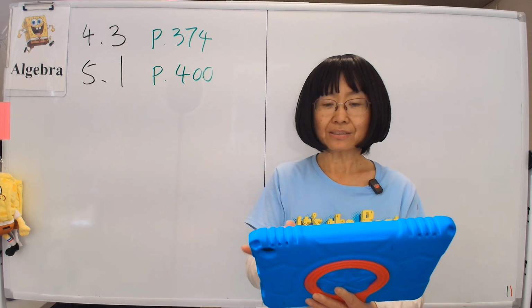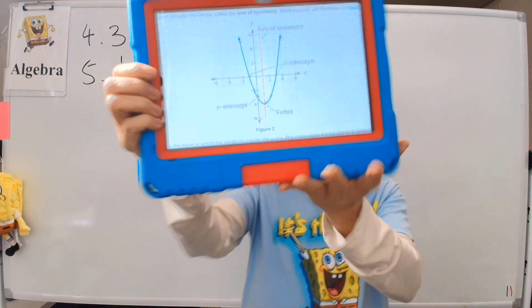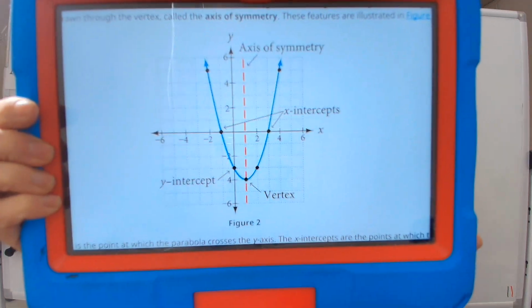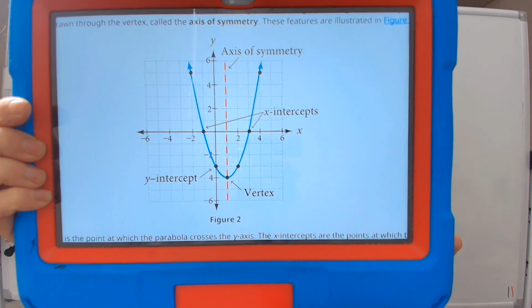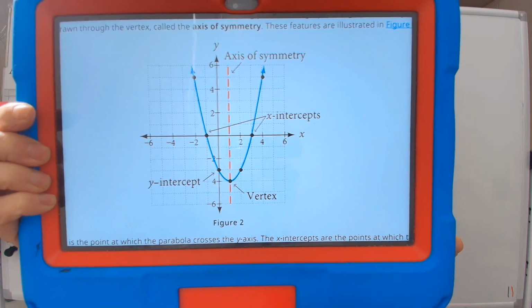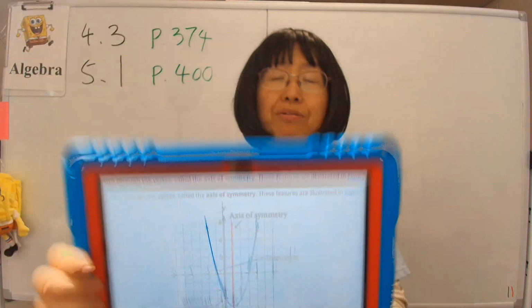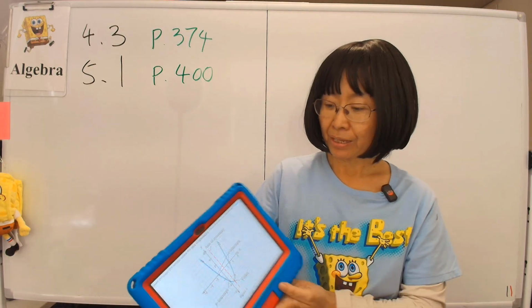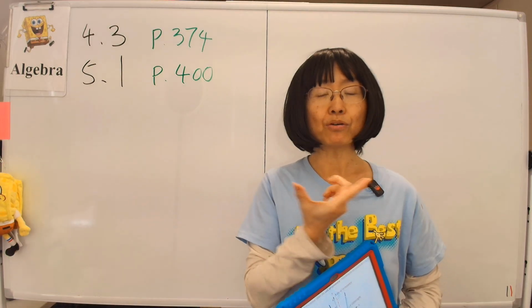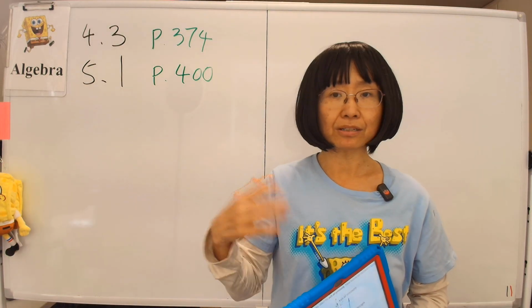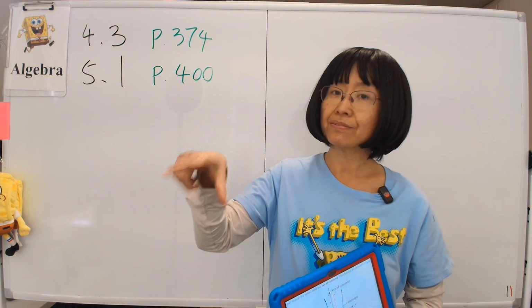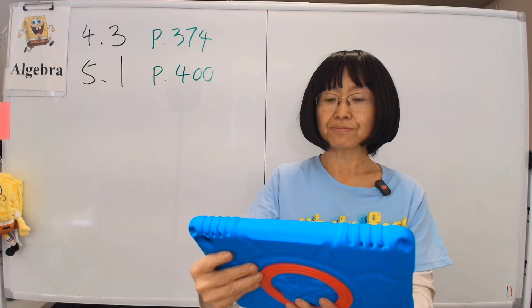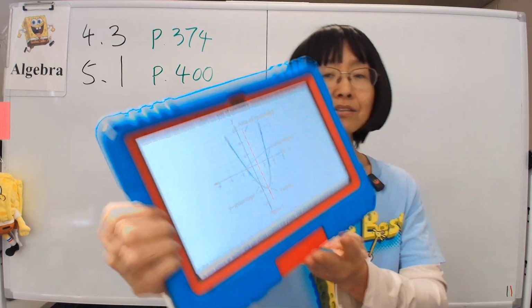Okay, now let's look at page 400, where we have a bunch of stuff like this. We have the parabola, and we have two x-intercepts. The parabola is the graph of any quadratic function. It might point up or it might point down depending on the coefficient of x squared. If x squared is positive, it points up. If it's negative, it points down. But we'll go into more of that later.